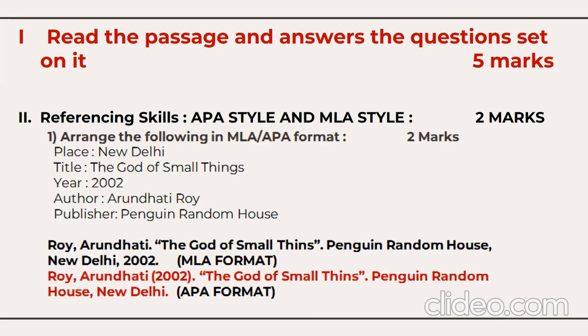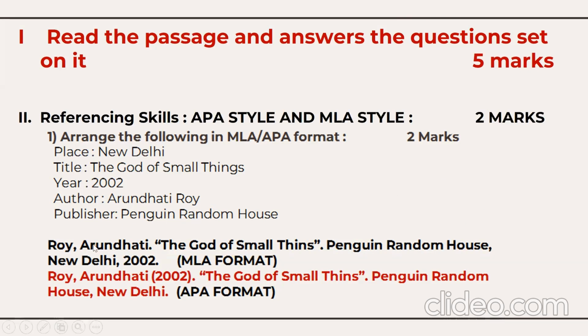And how will it appear in the examination? It is a 2 marks question: arrange the following in MLA or APA format. There's a book here which was published in New Delhi, and there's the place of publication, title, year, author, and the publisher. You can see both formats, and you can apply any one format.